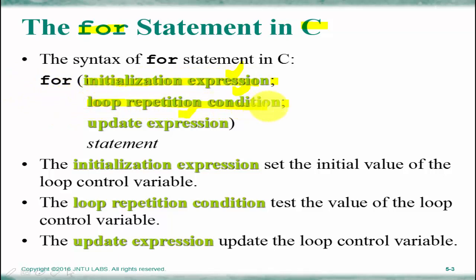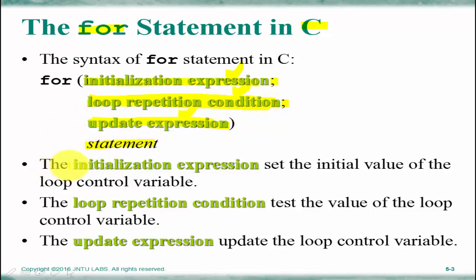Then the loop repeating condition. Since it is a loop, the repeating condition is a must. Then the update expression: what you have initialized should be updated, to repeat it until the loop breaks. In the while loop, we saw that only if the condition is true will it execute. Similarly, if the loop repetition condition is true, then it will repeat. Here we have initialization, loop repeating condition, and updation. Then we have our statements as usual. The statements will be repeated until the loop repetition condition is false.